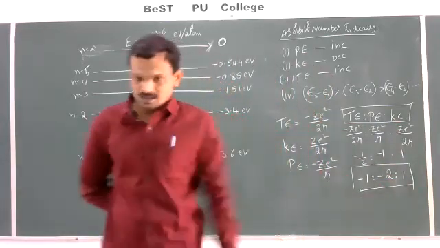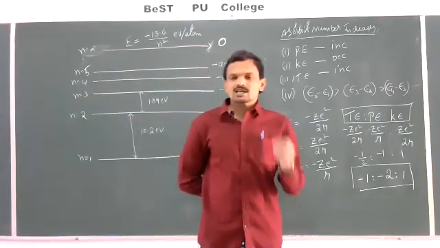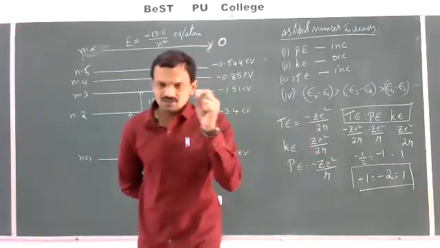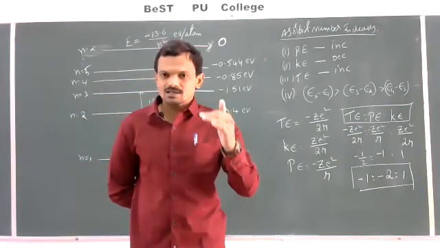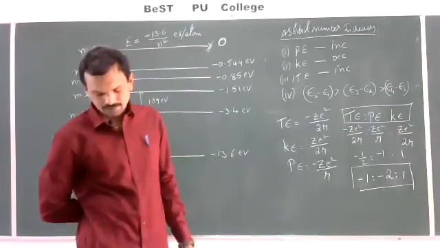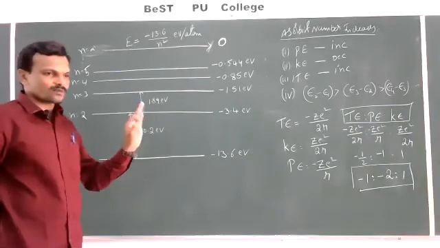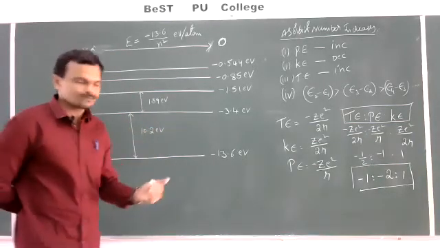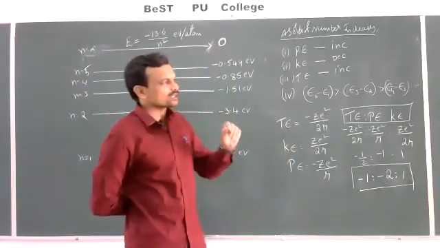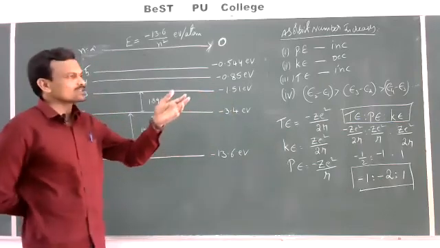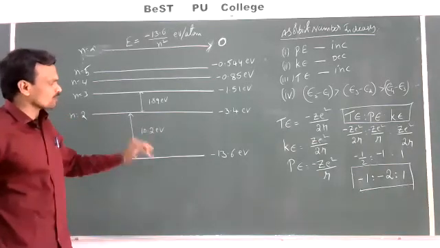Why does kinetic energy decrease? What is the formula of kinetic energy? Half mv square. As the distance from the nucleus increases, the velocity of the electron decreases. As velocity decreases, kinetic energy also decreases. That is the reason. So if we supply a certain amount of energy to an electron, the potential energy is increased by double that, and kinetic energy is decreased by the same amount. The total energy is increased by the same amount that you have supplied.